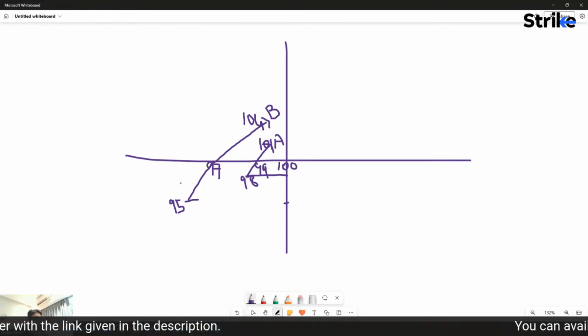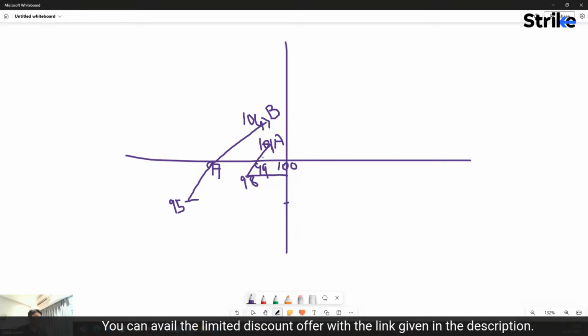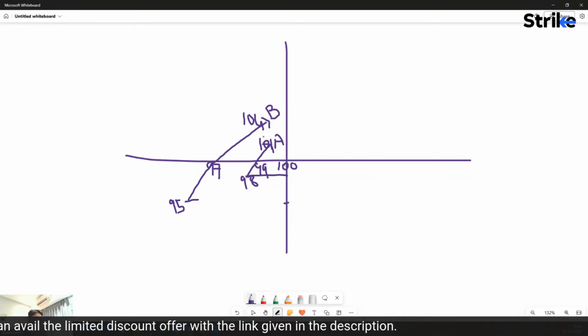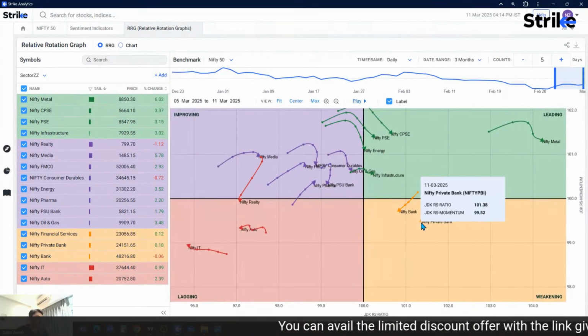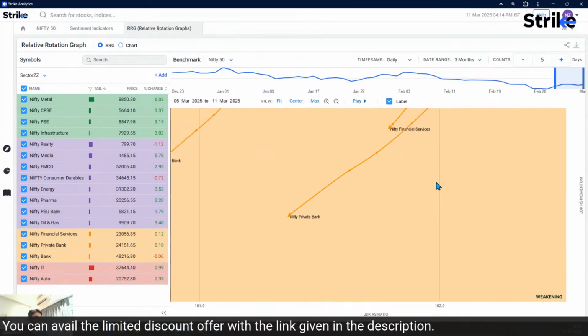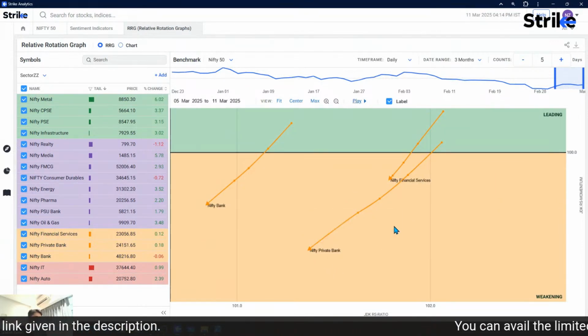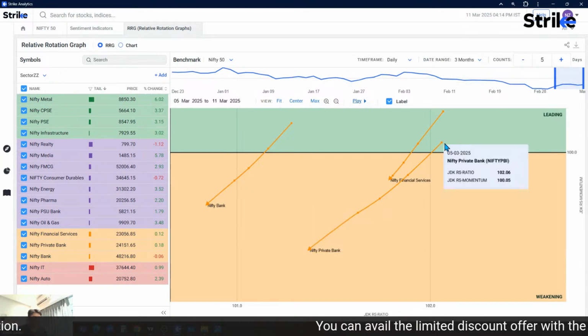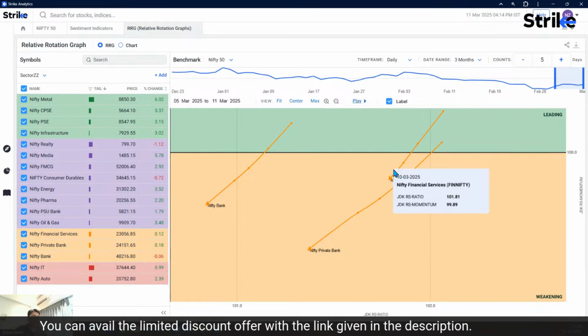When a particular sector's graph is sloping upwards, it means the momentum is gaining. And if the tail length is very big, if the tail is bigger, now over here in the live chart, all of them are of 5 days, right? But you can see Nifty Financial Services, what is the length of this, and what is the length of Nifty Private Bank. So the tail length of Nifty Private Bank is more than Nifty Financial Services.